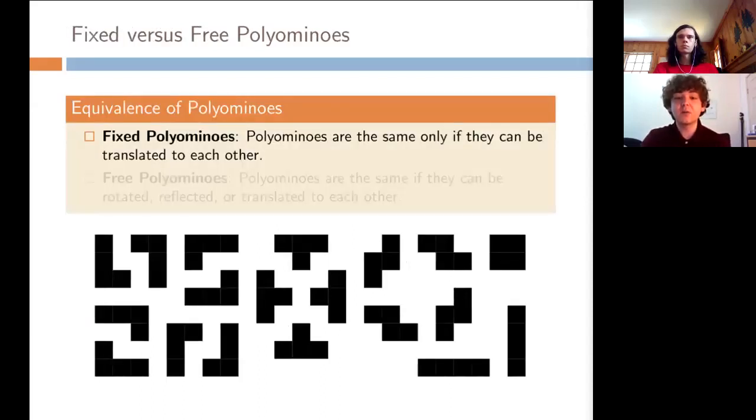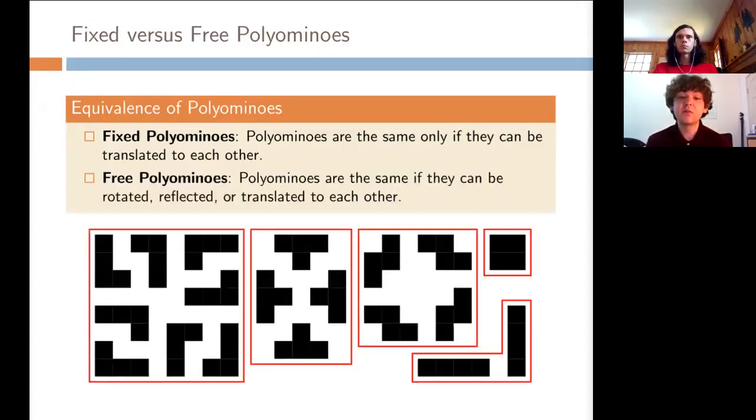Before addressing this problem, we must define fixed versus free polyominoes and decide which type we wish to enumerate. Fixed polyominoes are considered equivalent if and only if they can be translated to each other. So here we have 19 fixed polyominoes of size 4. But if we were to look at the free polyominoes, which are the same if they can be rotated or reflected to each other in addition to translation, then this number drops to 5. For the purposes of our presentation, we will be considering fixed polyominoes.